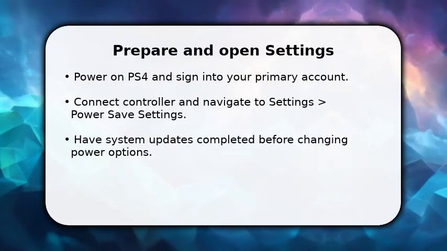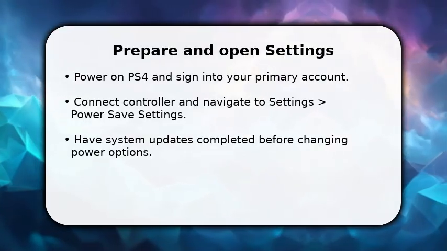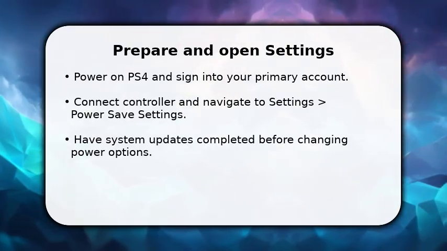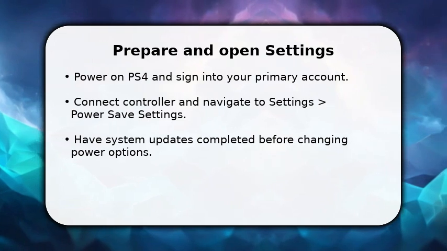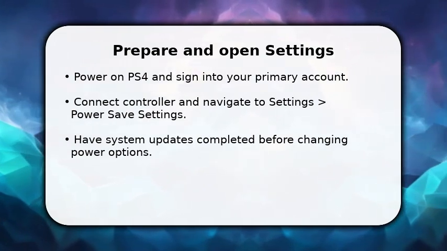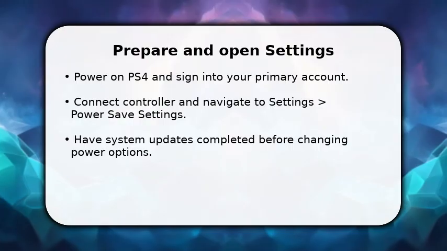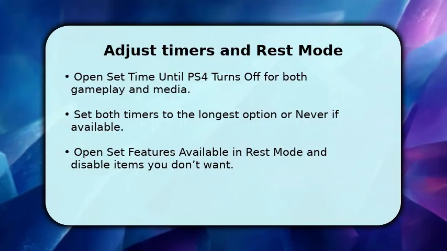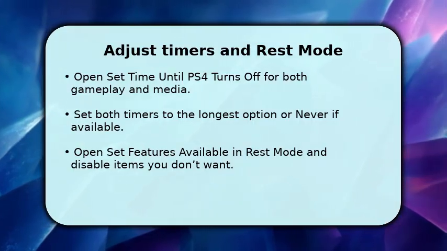Next, select Power Save settings to expose the timers and rest mode features. This gets you to the controls you'll adjust in the next step. Now alter the specific settings. Choose Set Time until PS4 turns off and change both the gameplay and media timers to the longest interval or never if your firmware shows that option.